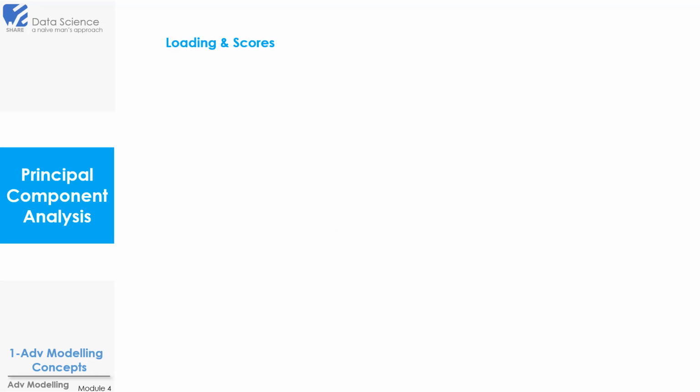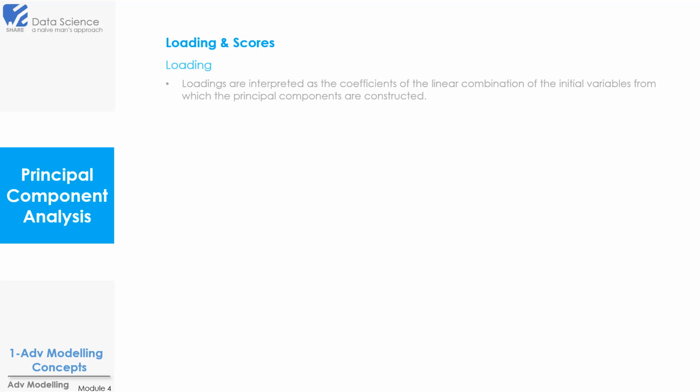Now let's see a few important terms that you will come across in PCA, which are loadings and scores. First we'll see what loading is. Simply put, loadings are interpreted as the coefficients of the linear combination of the initial variables from which the principal components are constructed. Remember, a principal component is nothing but a linear combination of the original predictor variables. If it is a linear combination, then obviously there will be coefficients by which that linear combination is formed. Hence those coefficients are called loadings.